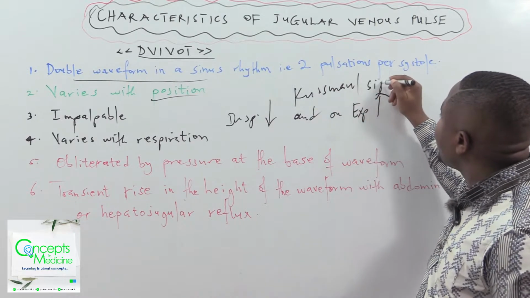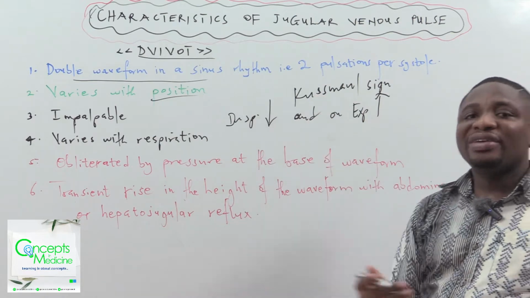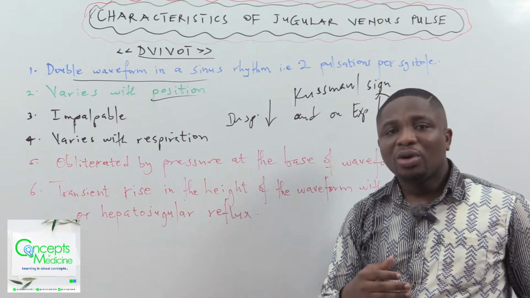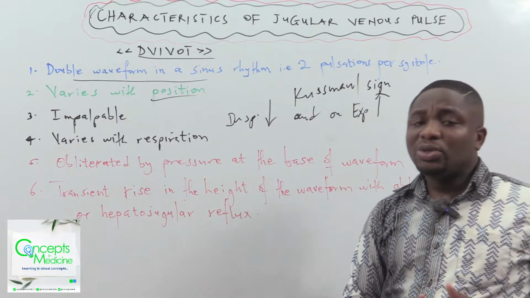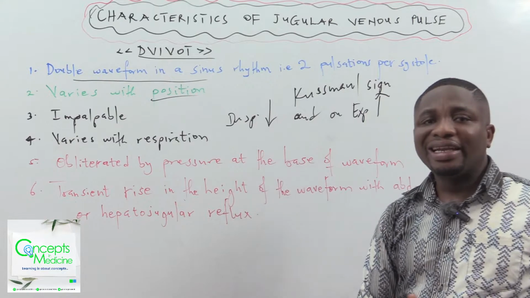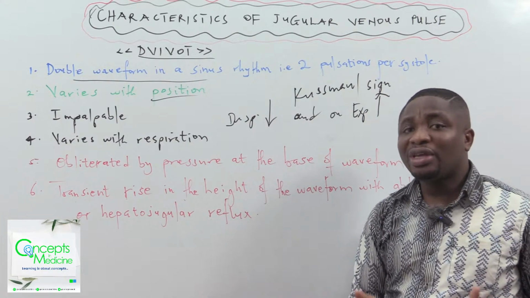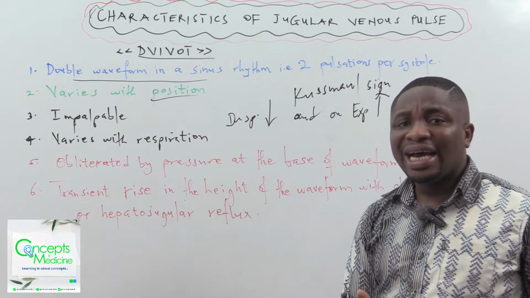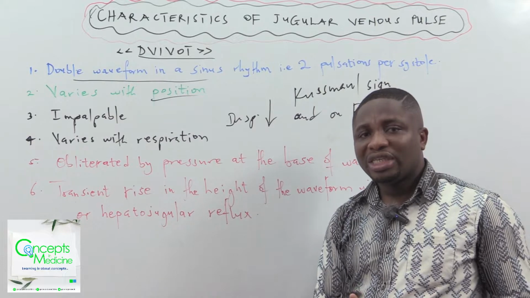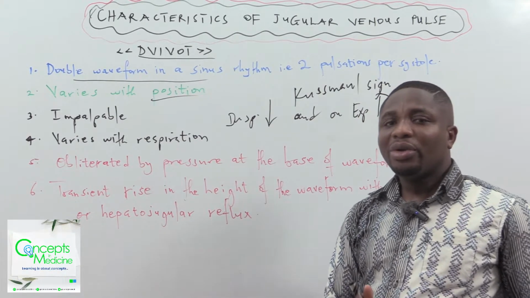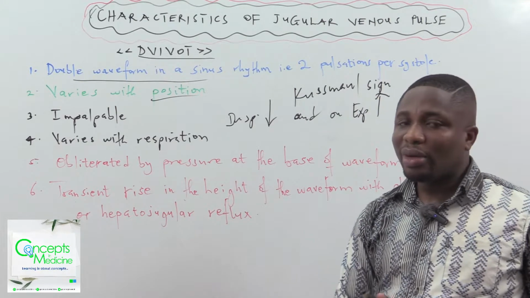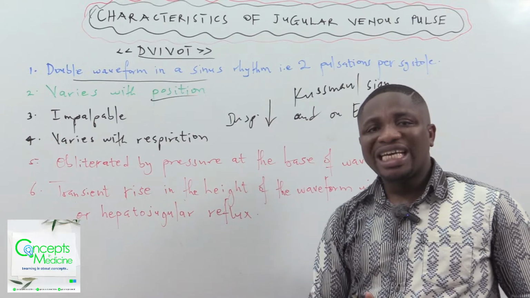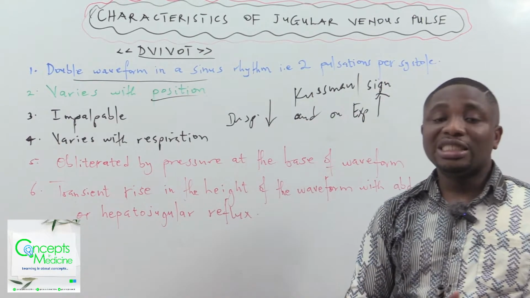The Kussmaul sign. For the Kussmaul sign, you will have it in conditions like tension pneumothorax, restrictive cardiomyopathy, constrictive pericarditis, acute severe asthma, and also cardiac tamponade. So those are pathologies. If you are having an increase in the height of the jugular venous pulse with inspiration, which is abnormal, then we call that a Kussmaul sign. Normally, the height of it should increase with expiration and should decrease with inspiration.